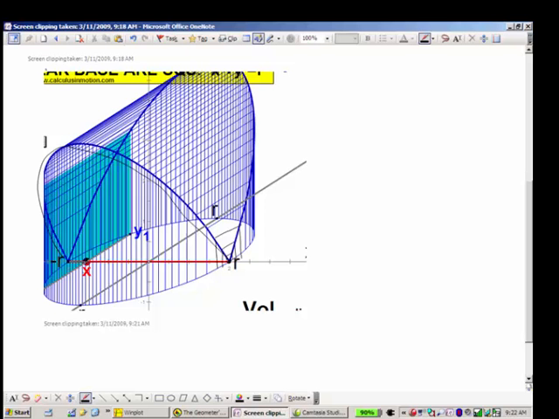But it's definitely not this, because if we were to take this and rotate it up, it'd be a hemisphere. But the base is a circle, though. The base is a circle. All right, so what does it look like?